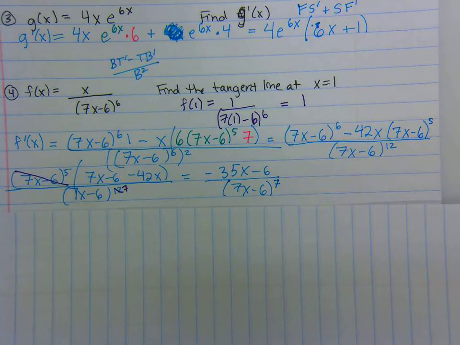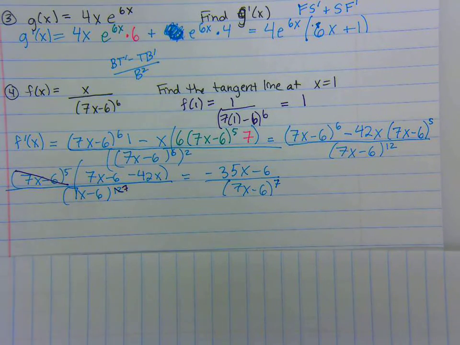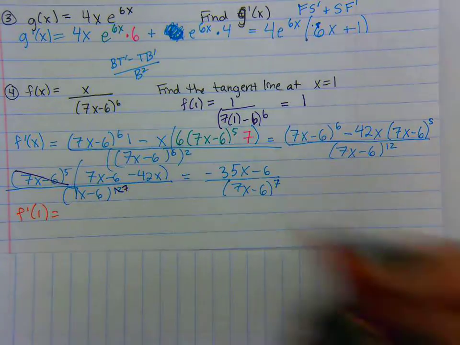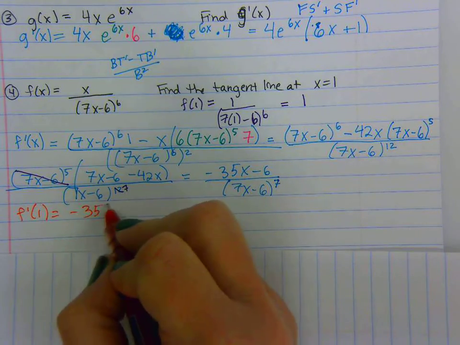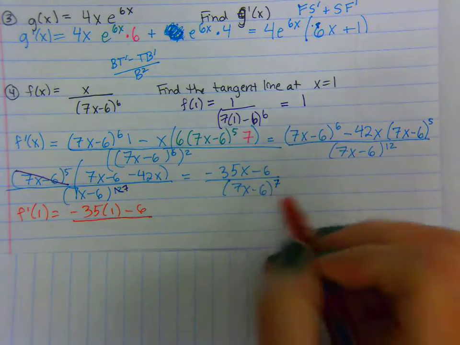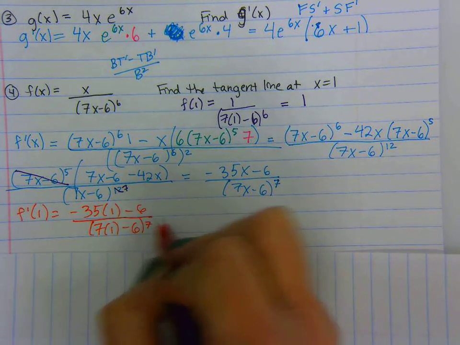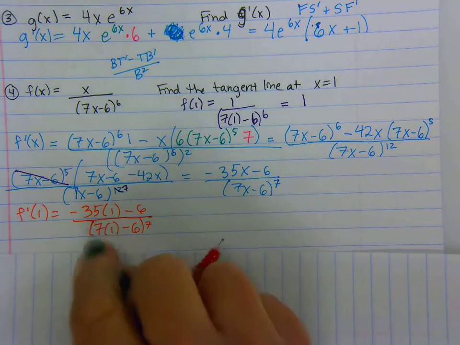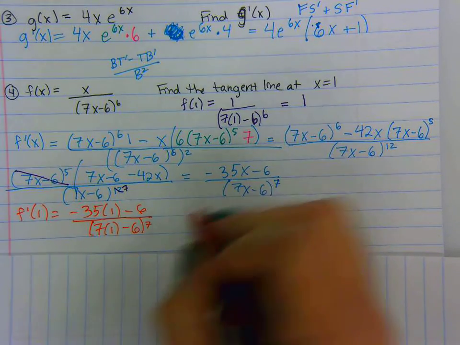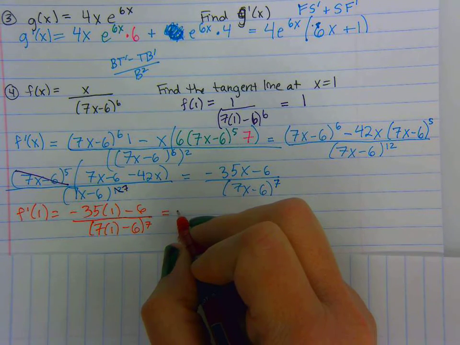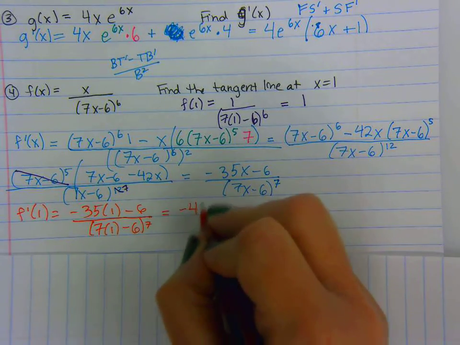We want the slope of the tangent line at x equals 1. So we want to find this derivative at x equals 1. So we're going to find f prime of 1. So negative 35 times 1 minus 6, divided by (7 minus 6) to the 7th. That's just a 1 in the bottom because 7 minus 6 is 1, and 1 to the 7th power is 1. So negative 35 minus 6 is negative 41 for the slope.